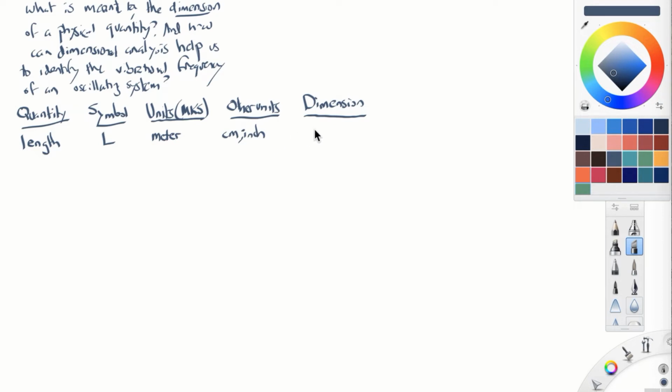And by the dimension of this, we'll just call the dimension L also. I know this is the same letter here, and I hope this doesn't confuse you, but the dimension is the dimension of length. Okay? It'll be clear where I'm going with this in a few minutes.